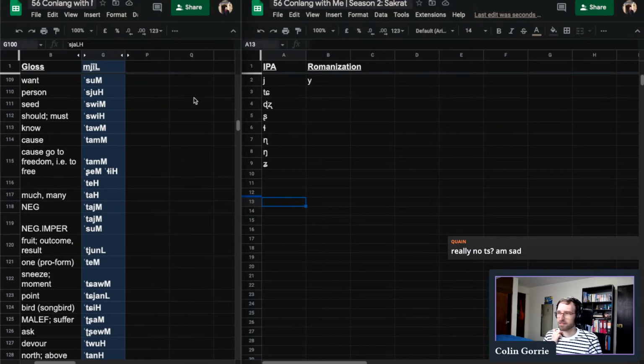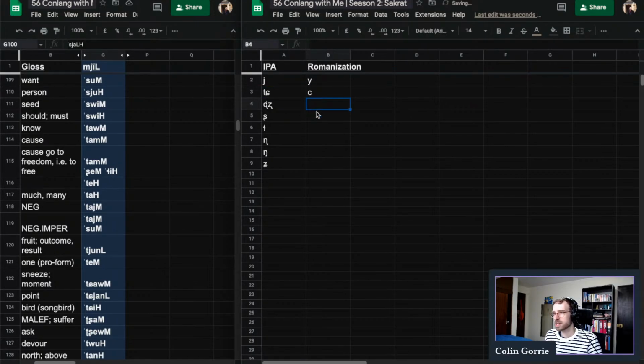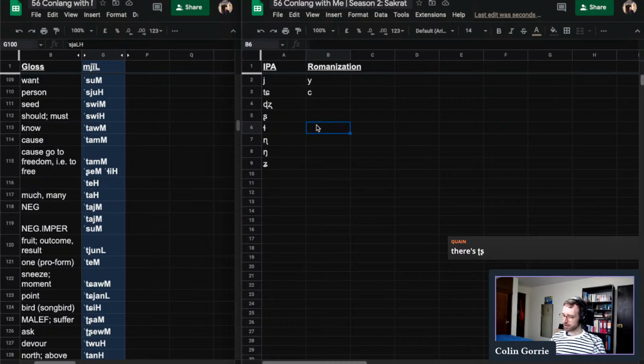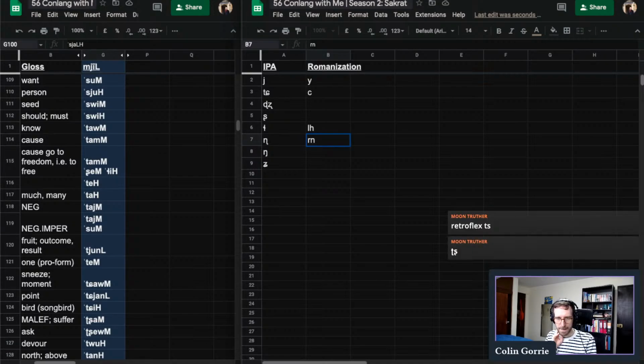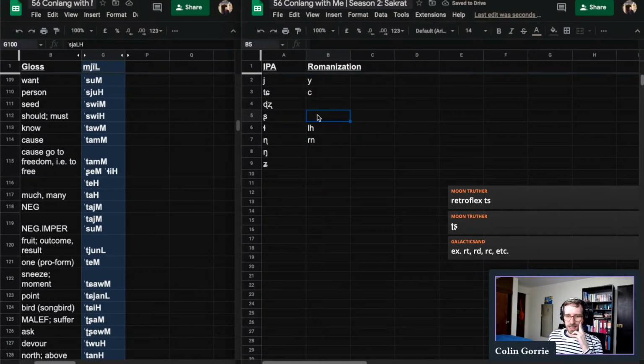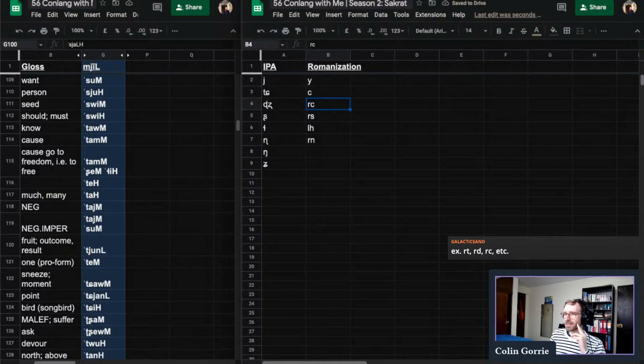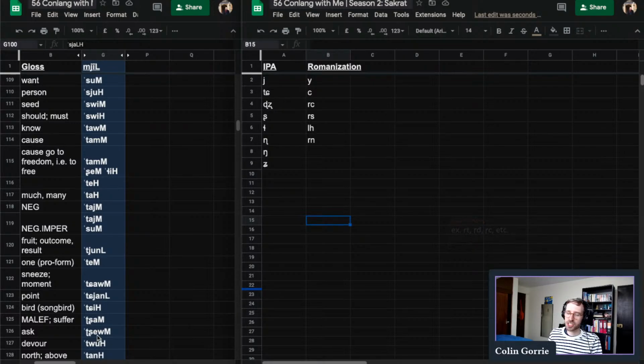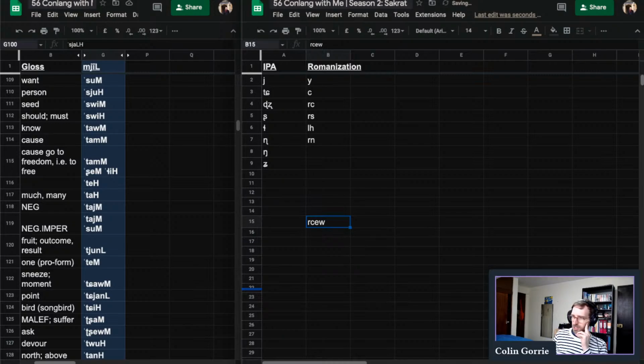So I'm getting a request that ch should be C. Okay, that works. And then we could do, for the lateral fricative, I don't know, we could do LH maybe. For the retroflexes, we could do, yeah, we could do like an RN. Who put that in? Someone put in an R. Who put that in? Oh, galactic sand. Yeah. So an R before can work for retroflex sounds. So then we can have RS, RC. So then the test will be, do we want chow to be this? Chow.